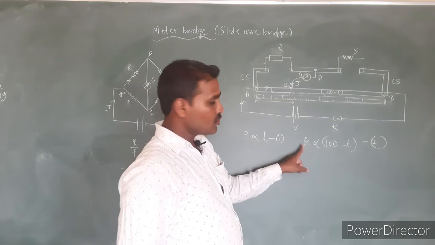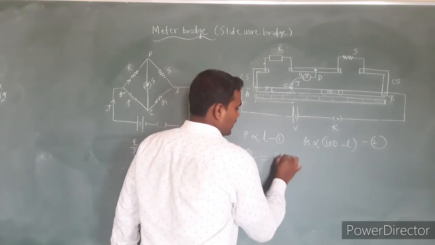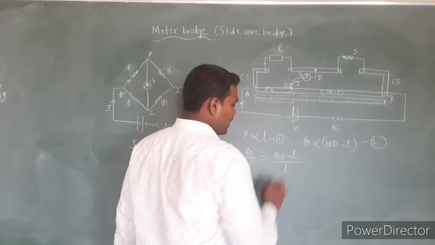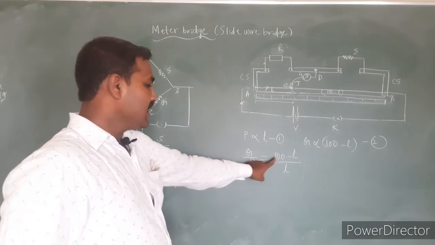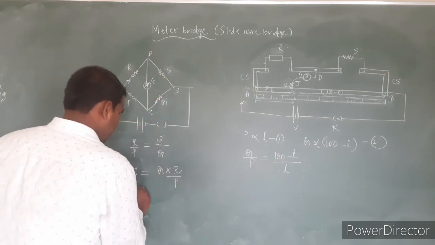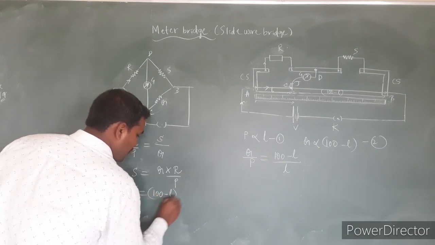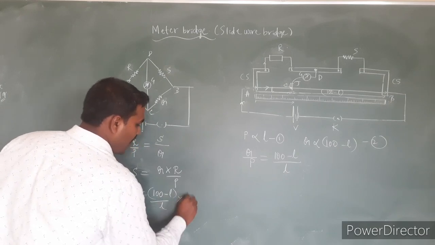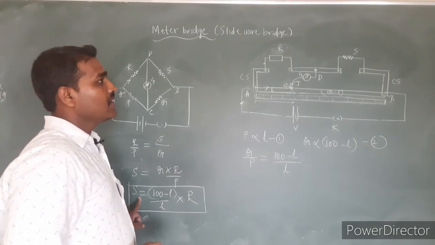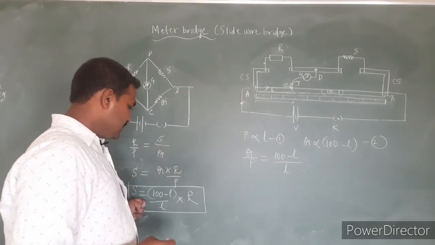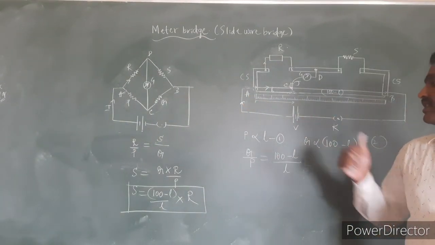So LHS of equation number 2 by LHS of equation number 1, that is Q divided by P, is equal to what? That is equal to (100 minus L) whole divided by L. So whatever this Q by P is there, that I can replace by (100 minus L) by L. So I can write S is equal to Q by P into R, is equal to (100 minus L) whole divided by L into R. So this is the equation for the resistance of an unknown resistor. This is how we can find out the unknown resistance by using the meter bridge, by balancing the meter bridge here.